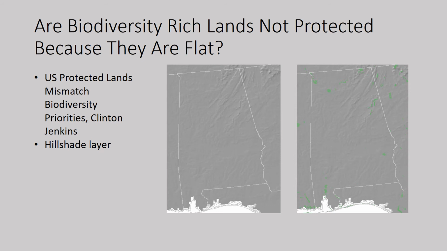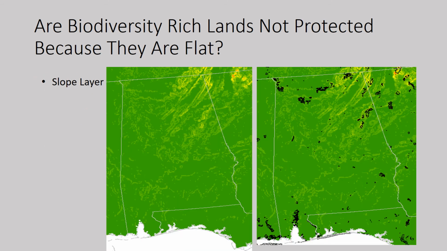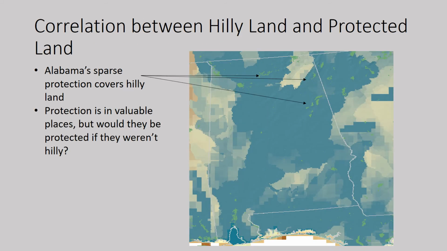Are biodiversity-rich lands not protected because they are flat? I began by using the hillshade layer to determine that Alabama, a state rich in biodiversity, has sparsely protected land, and it all happened to lie on high elevations. Next, I was able to use the slope layer to confirm my findings. The light colors are higher slopes, and the black is where there is protected land. There appears to be a correlation between hilly land and protected lands.